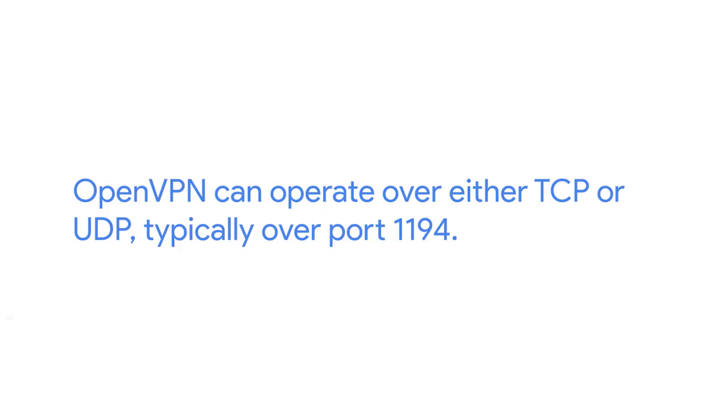OpenVPN can operate over either TCP or UDP, typically over port 1194. It supports pushing network configuration options from the server to a client, and it supports two interfaces for networking. It can either rely on a Layer 3 IP tunnel or a Layer 2 Ethernet tap. The Ethernet tap is more flexible, allowing it to carry a wider range of traffic.